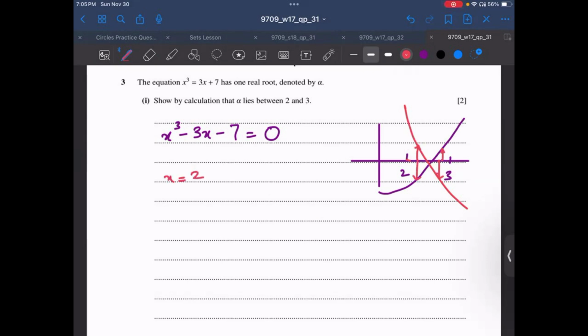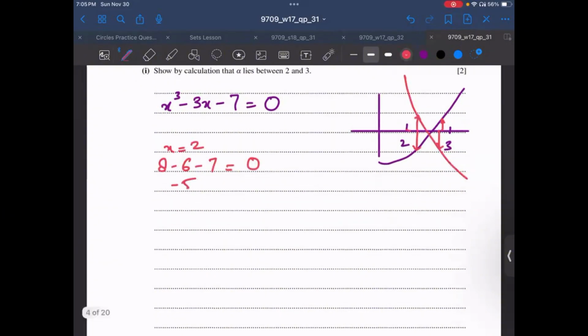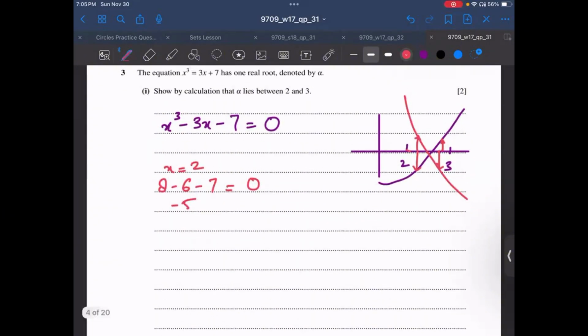When we substitute x equals 2, we'll get 8 minus 6 minus 7. So that will be equal to 2 minus 7, that's minus 5. And when we substitute x equals 3, we'll get 3 cube, 27, minus 9 minus 7. And this value will be 27 minus 16, which is 11, a positive value. So this change of sign from negative to positive basically shows that alpha lies between 2 and 3.